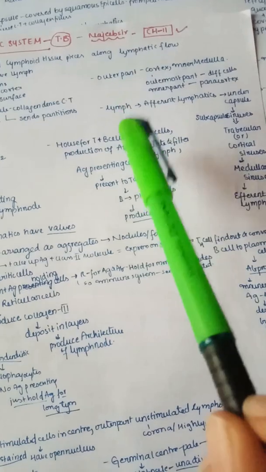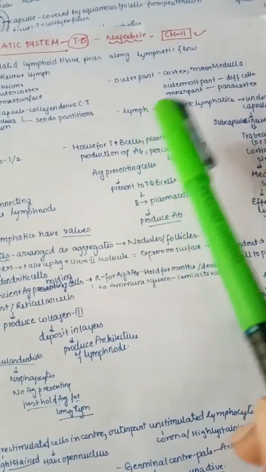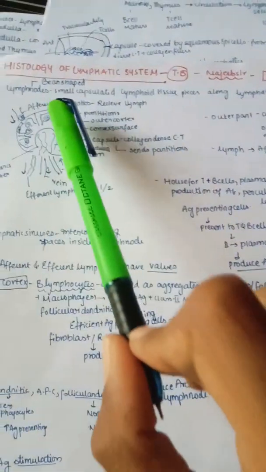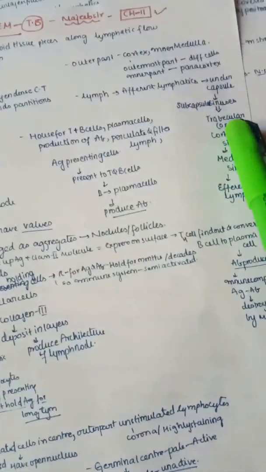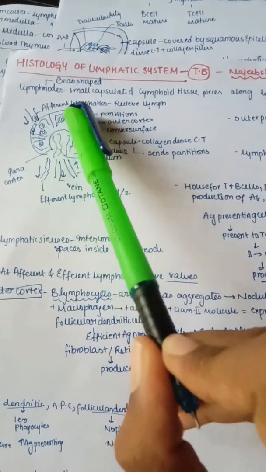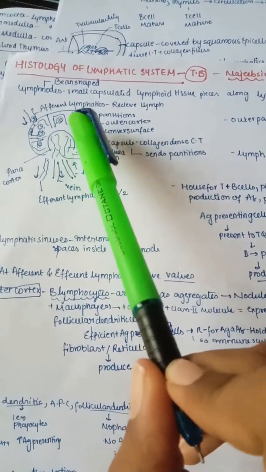So here we can see lymph. First lymph enters by the afferent lymphatics, and next it enters under the capsule, over this area under the capsule. This is known as the subcapsular sinus. After the subcapsular sinus it reaches the trabeculae, also known as the cortical sinus. You can see these divisions, this is known as trabeculae, also known as the cortical sinus.